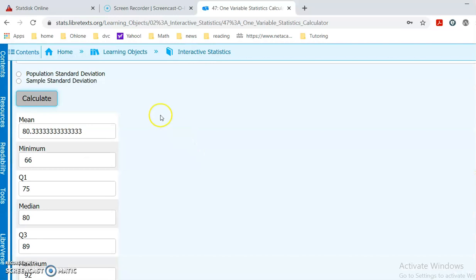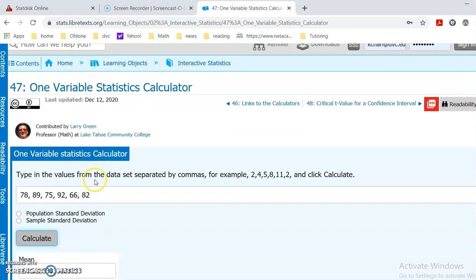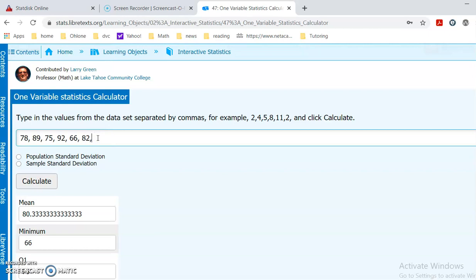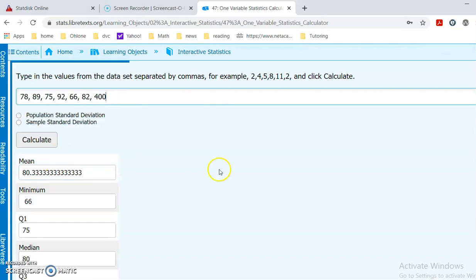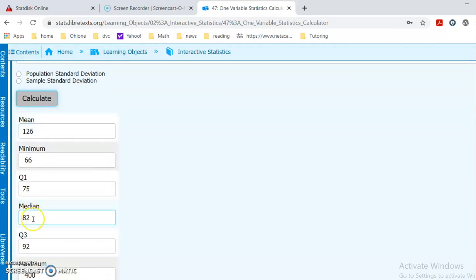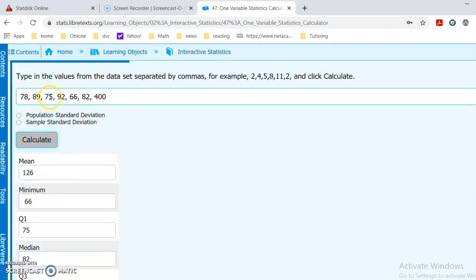So we can try if I have a really big number. For example, instead of using 8, I use 400. Right? What do you think? If I calculate, the mean changed to very big, 126. But what's the median? Just 82. The median refused to change. It's still kind of in the middle, but the mean, 126, is kind of the second largest. It doesn't represent the middle of the data set. So when you have extreme data, the median is a better center.